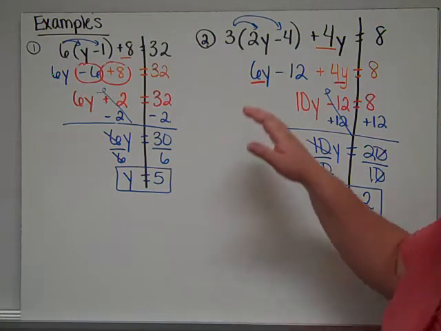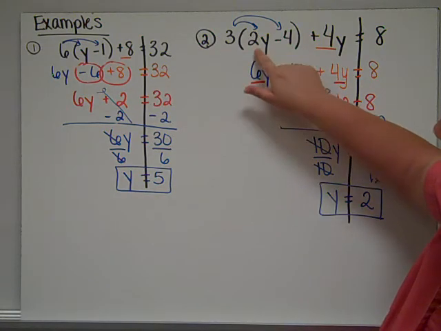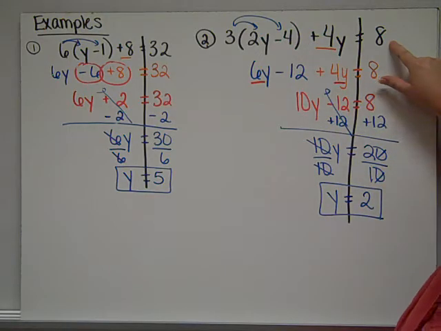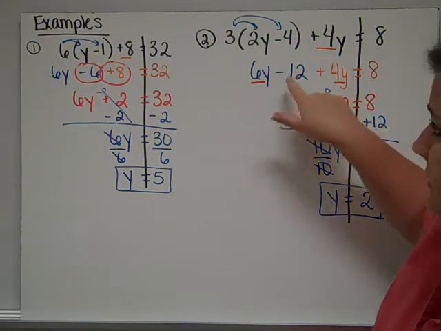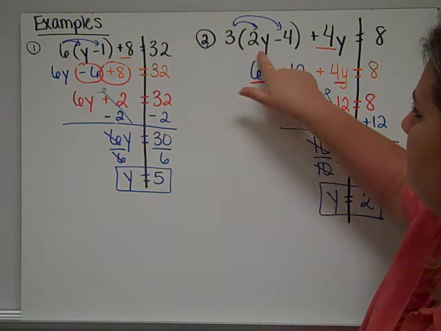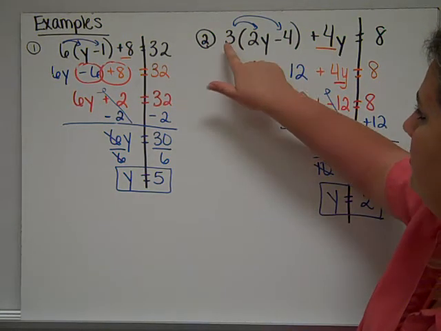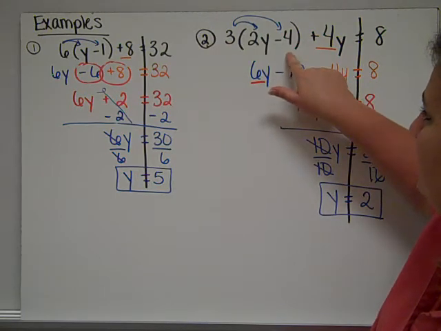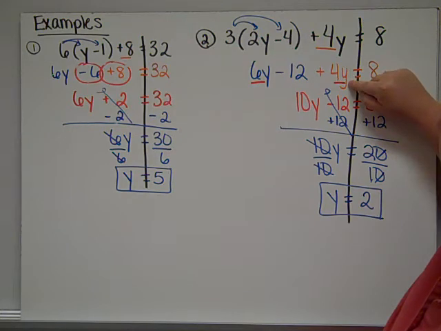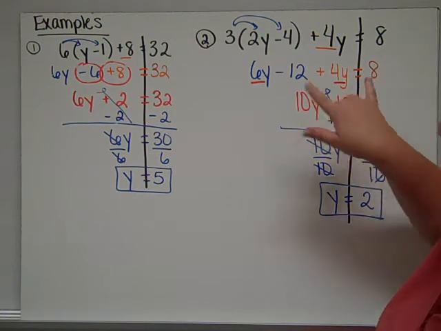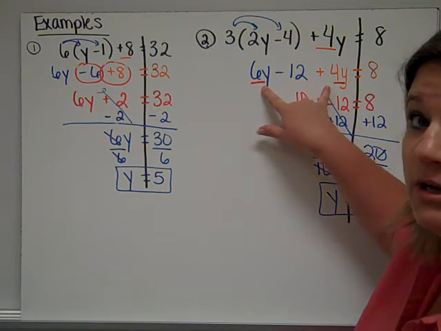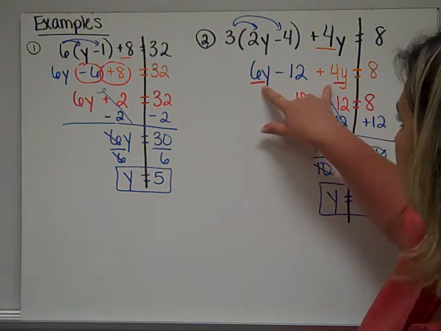Example number 2: 3 times (2y minus 4) plus 4y equals 8. So again, parentheses. I know I need to distribute to remove those parentheses. So 3 times 2y is 6y. 3 times negative 4 is negative 12. Again, bring down the positive 4y. And notice here, I don't have constants that are the same, but I do have like terms as far as the variables. They have the same variable factor, the y.